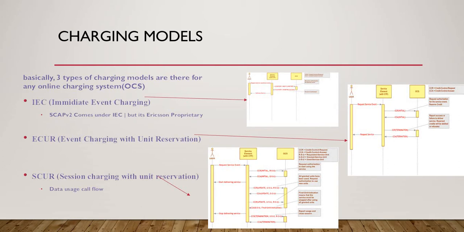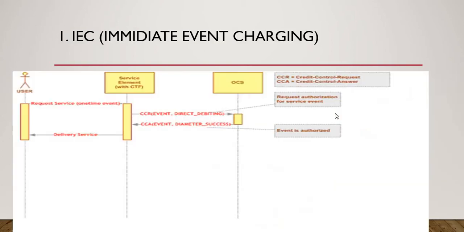Either the balance is there or not there, one of these two situations will occur, and there will be success or failure based on that. It is good also because there are very few steps, but it has some drawbacks too, which you will come to know when you move towards the next charging model. Okay, so let me see. Yeah, this is immediate event charging.